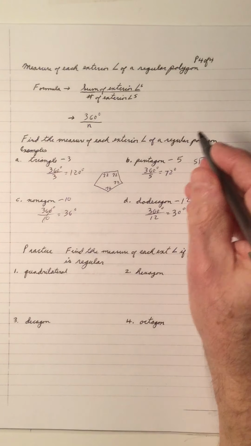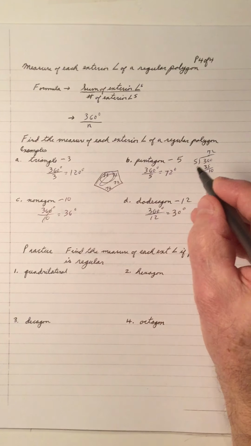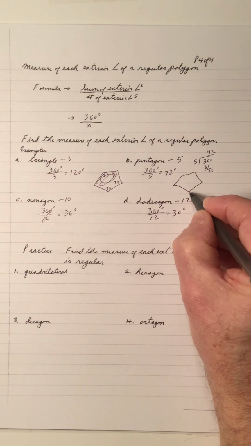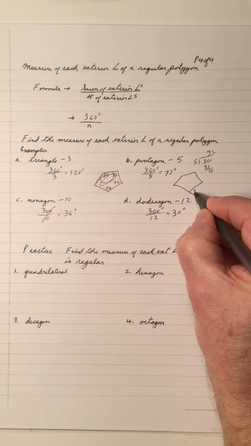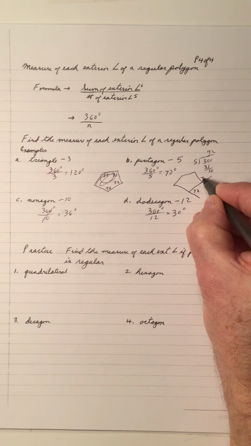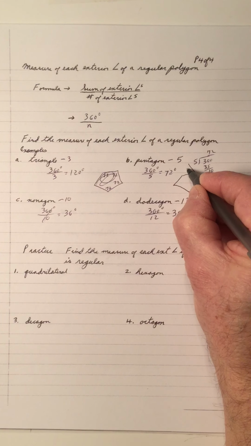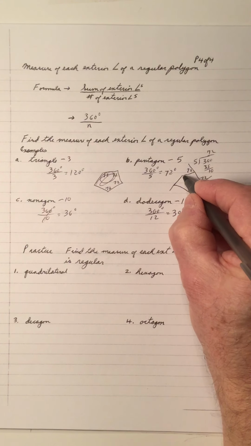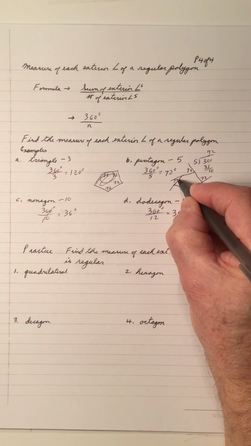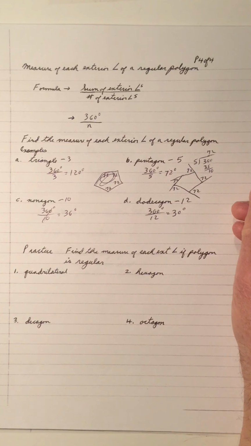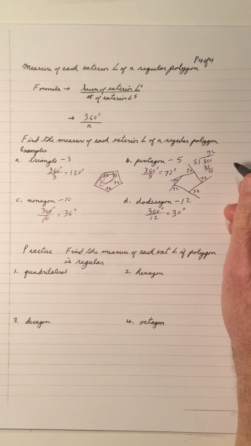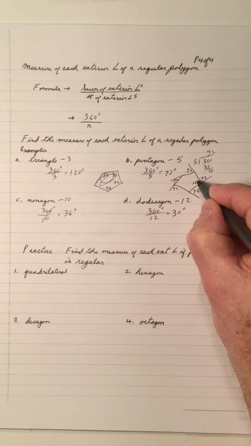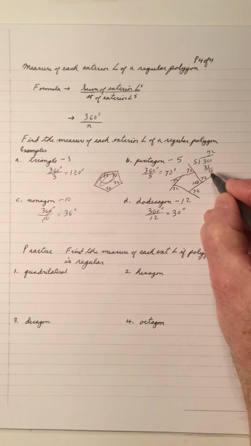Each exterior angle, sorry, I'm thinking different now. Each exterior angle is 72. And you keep going around, and you got right here 72, and right there 72. So each exterior angle is 72. If you notice, you have the 180 for the interior angle.